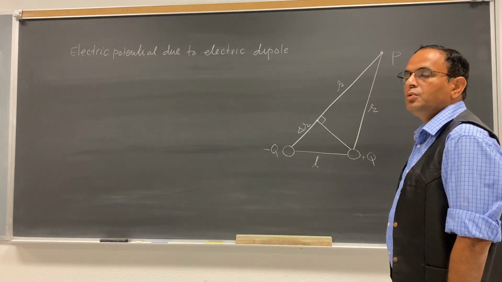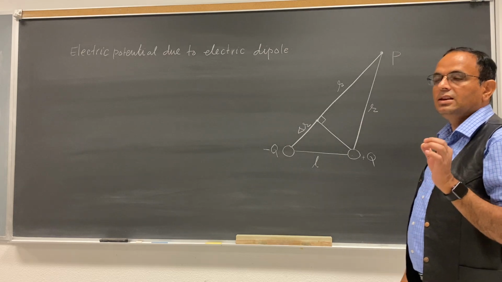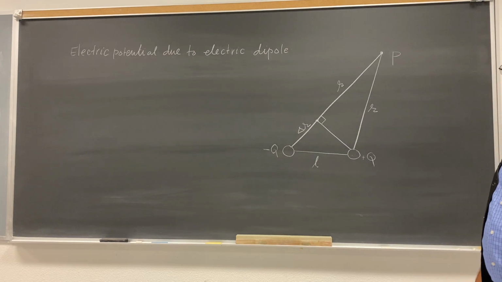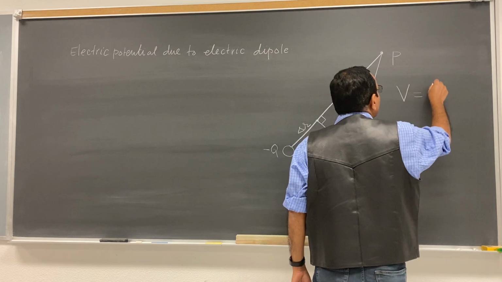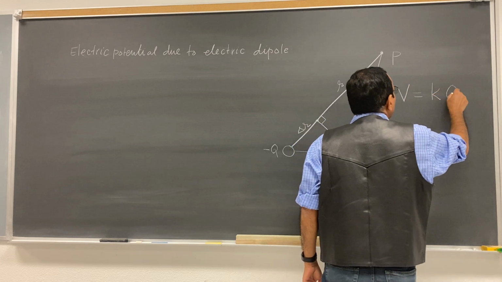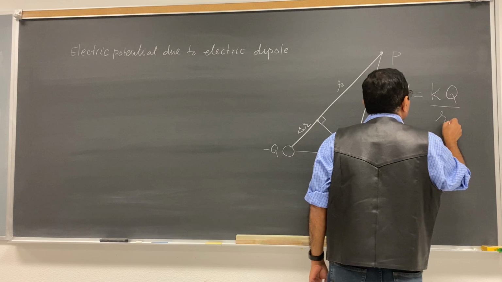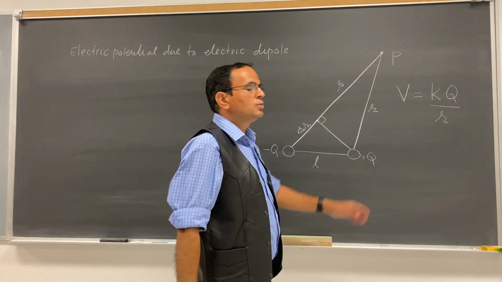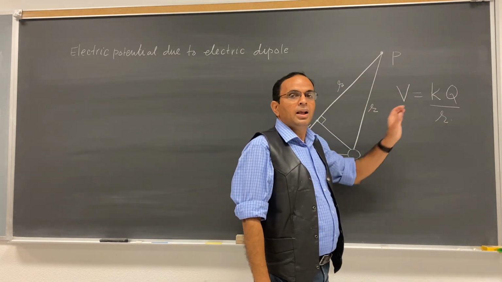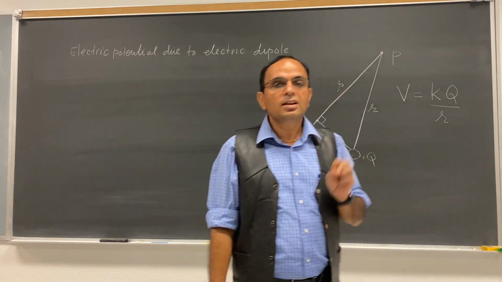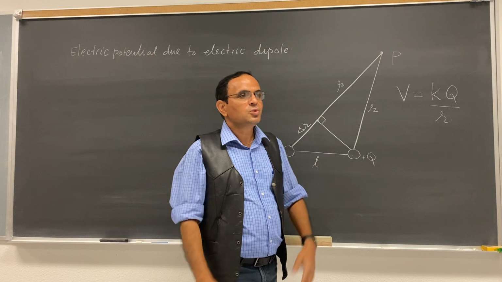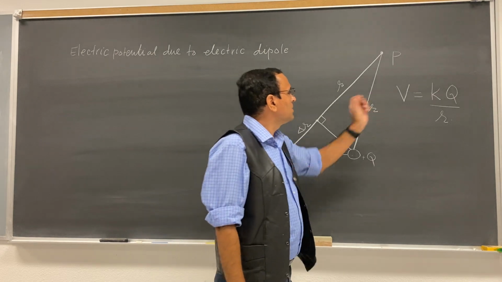But I gave you the formula to calculate the electric potential due to a point charge, which is V, the electric potential, equals KQ divided by R. This is the formula to calculate the electric potential. And I told you that electric potential is a scalar quantity, so we don't have to use any vector law. We can use very simple algebra here.